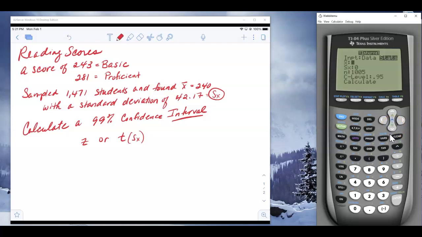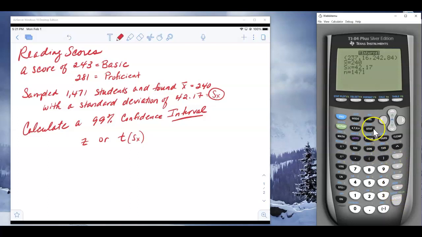They want to know what was your average. So we're going to put in 240 was our average. What was our standard deviation? Notice they even hint by giving you S sub X there to remind you, 42.17. How many were there? There were 1,471, and the confidence level, again, this has to be as a decimal, so 0.99. All right, so put in calculate here, and it will give you the full interval.